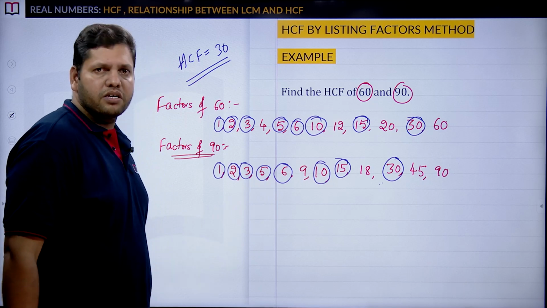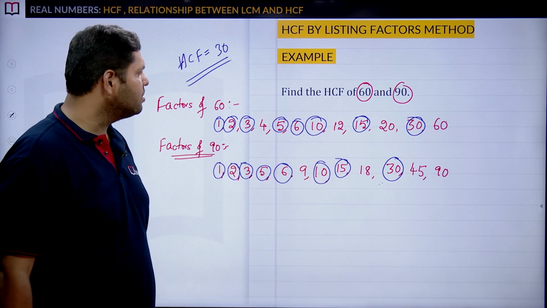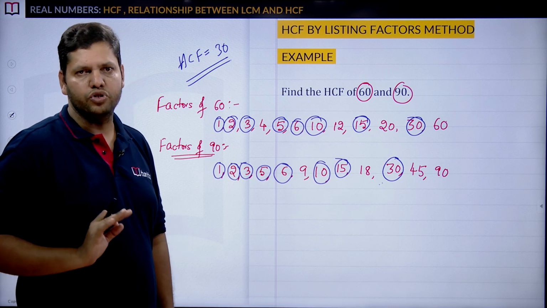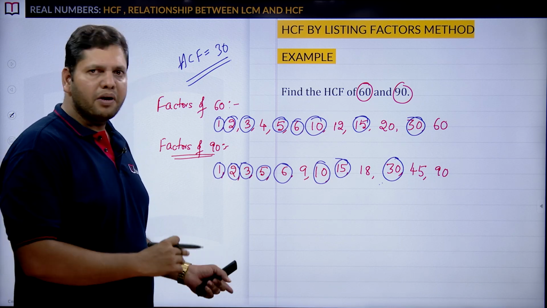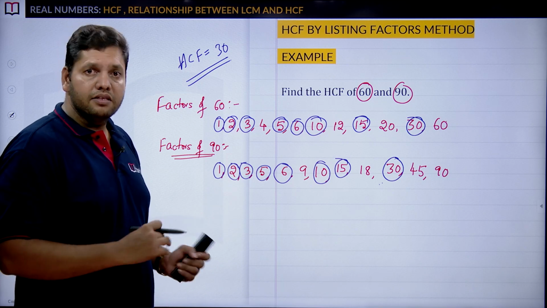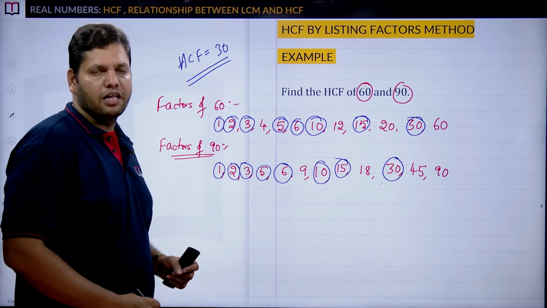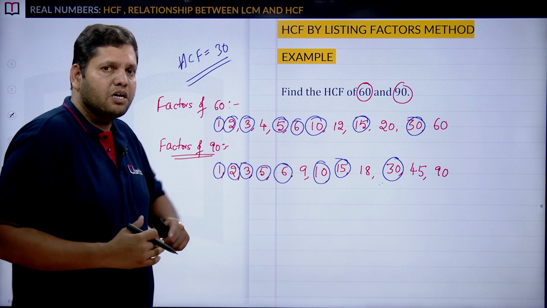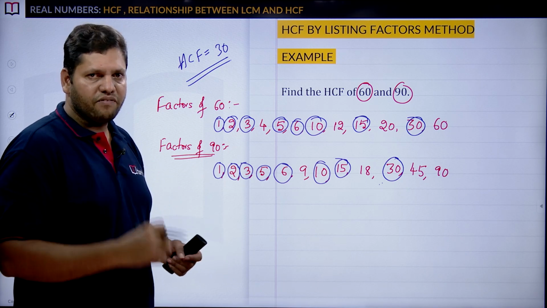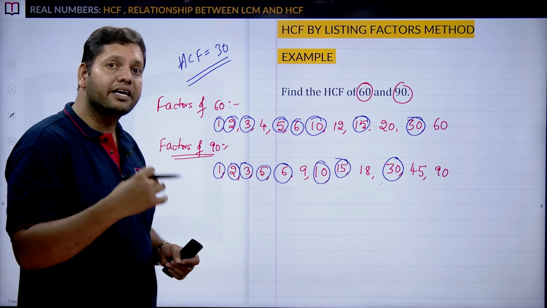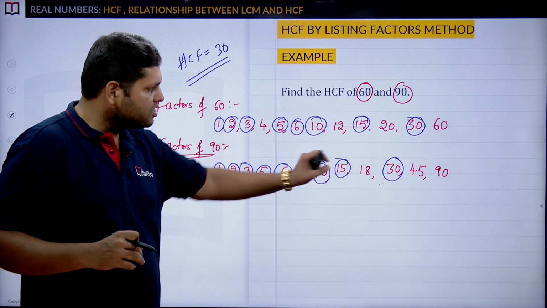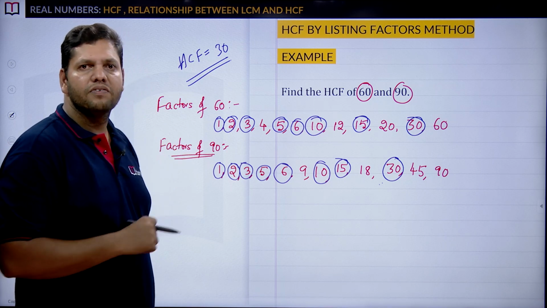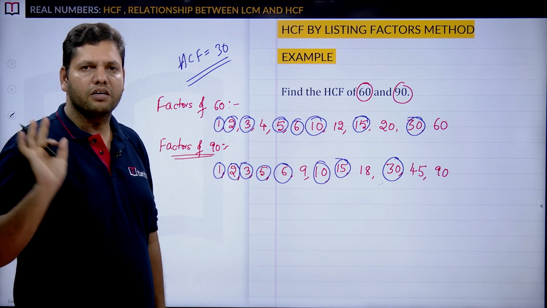Clear children? Any doubts regarding this sum? The question is very simple children. They have given the question: find the HCF of 60 and 90. That's the question. So what I am doing, first I am writing all the factors of 60. Then I am writing all the factors of 90. Then I am selecting all the common factors, common meaning present in both the numbers. From that, I am selecting the greatest one. Here the greatest one is 30, isn't it? Therefore, what I can say children? 30 is the highest common factor.